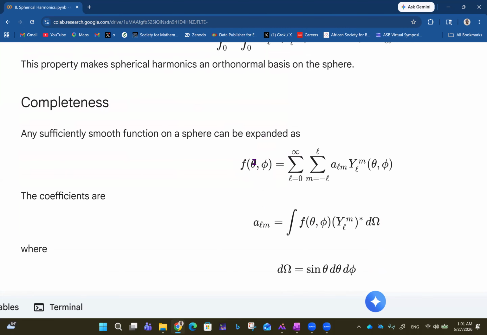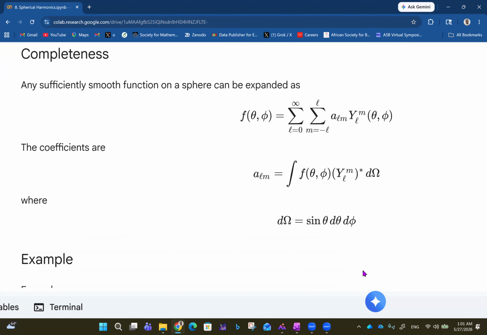It's a function of the polar angle and the azimuthal angle, which is some summation from L equals 0 to infinity, summation for M equals minus L to L, A_lm, Y_lm of theta comma phi. Then the coefficient A_lm is the integral of f of theta comma phi Y sub lm star d omega, where omega itself is sine theta d theta d phi, like that.